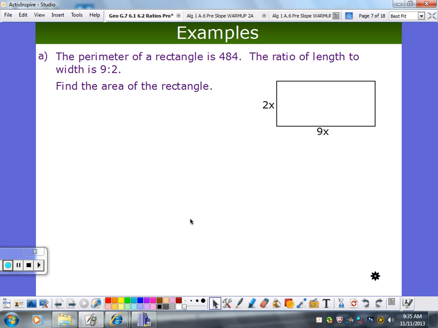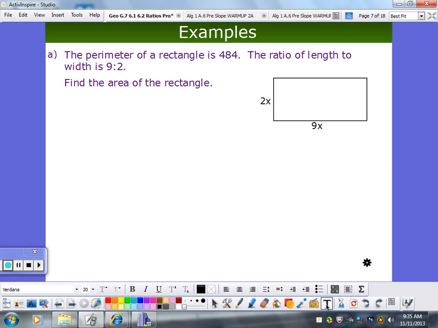How can that help me? The perimeter of a rectangle is 484, and perimeter is distance all the way around. The ratio of length to width is 9 to 2. Find the area. Now we're looking for area. Let's see.